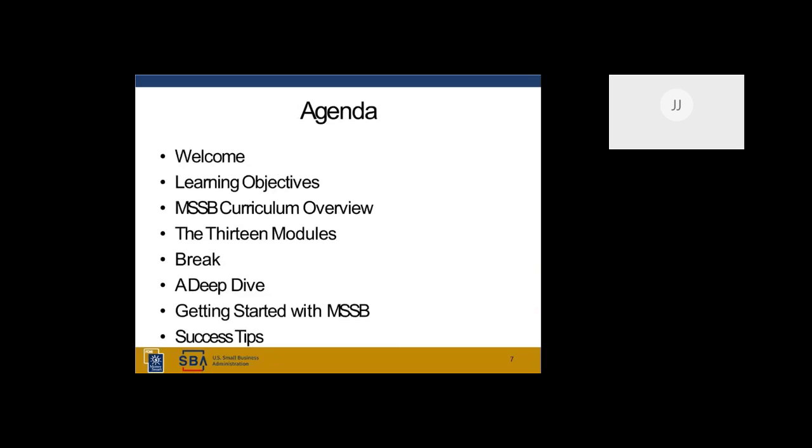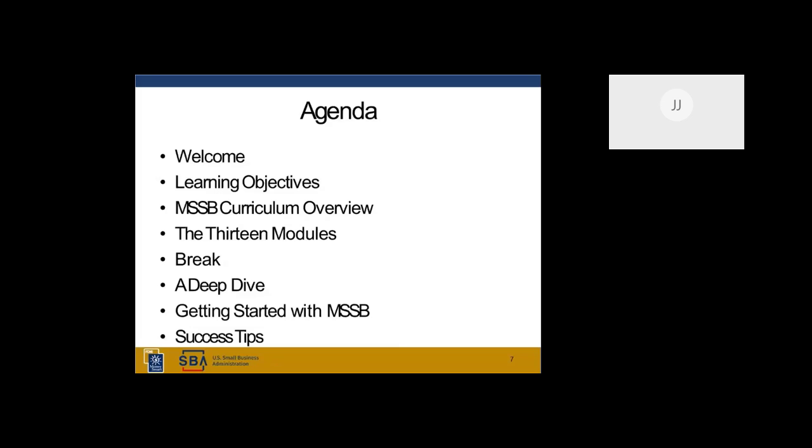Obviously, Joe kicked us off with a quick welcome. In the next slide or two, I'm going to be sharing the learning objectives that we have for today. We're going to be also visiting the Money Smart for Small Business curriculum overview, where we'll be looking at all 13 modules at an individual level, so you'll know what each of them say. But specifically, before we get into that, I'm going to share why this program was created, who benefits from it, and how they benefit from it. I think that's always important to know.